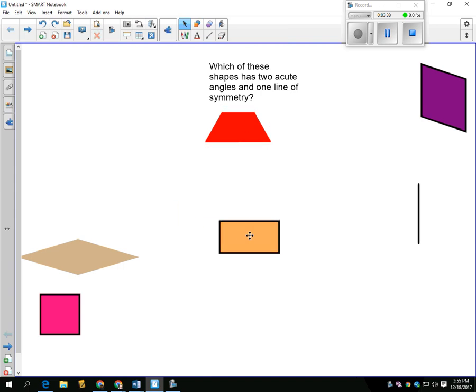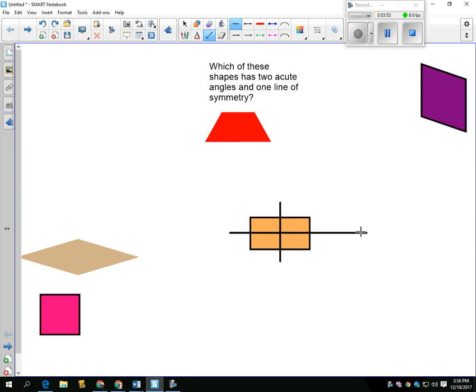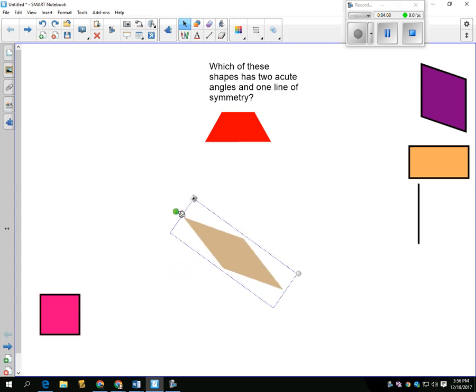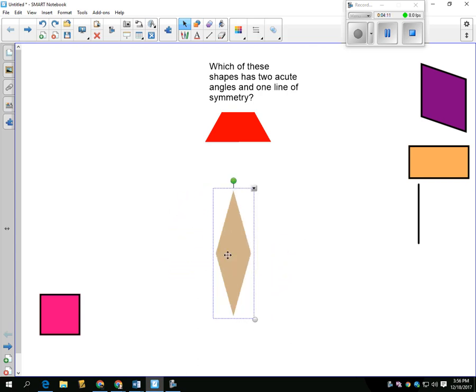Here is a rectangle, and if we take our line, you notice that it has one line of symmetry here and another one here. Also, it has right angles, which are not considered acute, so this does not satisfy the question. So I'm going to move it over here into the no pile. This one's a little trickier to see. I am going to rotate it as I've suggested, and it does actually look like there might be a line of symmetry here and here.